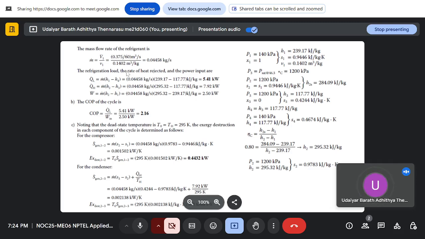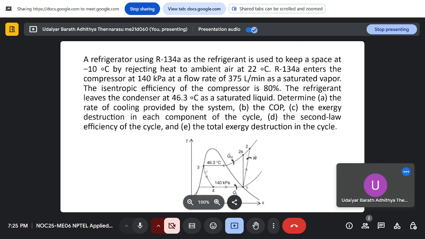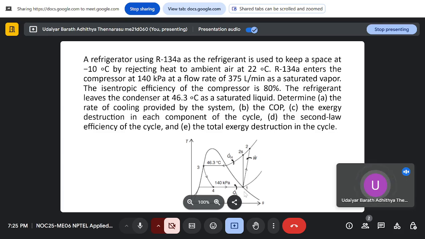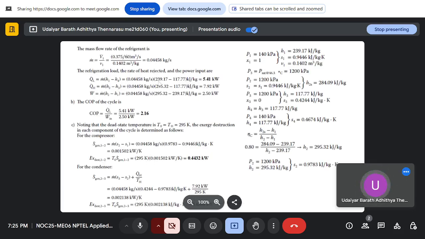So next is the refrigeration load, which is the rate of heat rejected, and the power input. Refrigeration load is m dot times H1 minus H4. At 46.3 degrees Celsius and saturated liquid, that enthalpy is 117.77, and H1 is your saturated vapor at 140 kilopascal, so that is 239.17. Into mass flow rate gives me 5.41 kilowatt, and similarly the heat added is m dot times H2 minus H3.